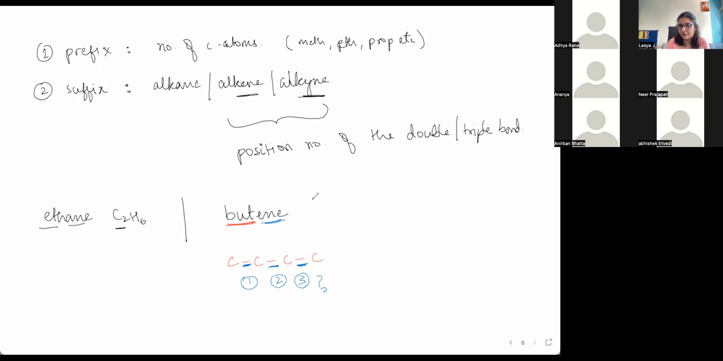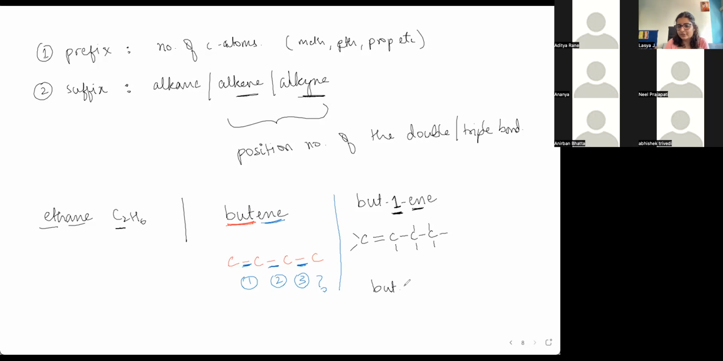Okay. So that's where your position number comes into the picture. So if I write but-1-ene, this 1 tells me that it is 1-ene. So this tells me that the double bond is in the first position, like it's bonded to the first carbon itself. So its structure will be C double bond C and then 4 carbon atoms. Then I can fill up the hydrogens accordingly.